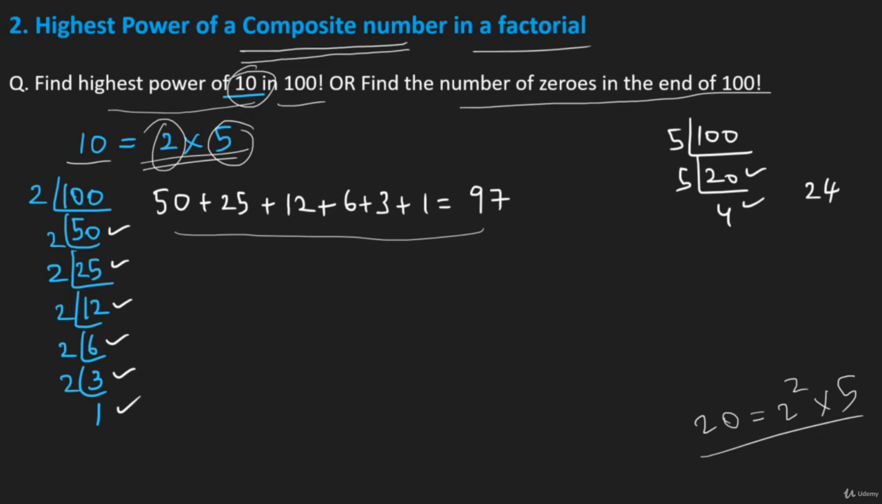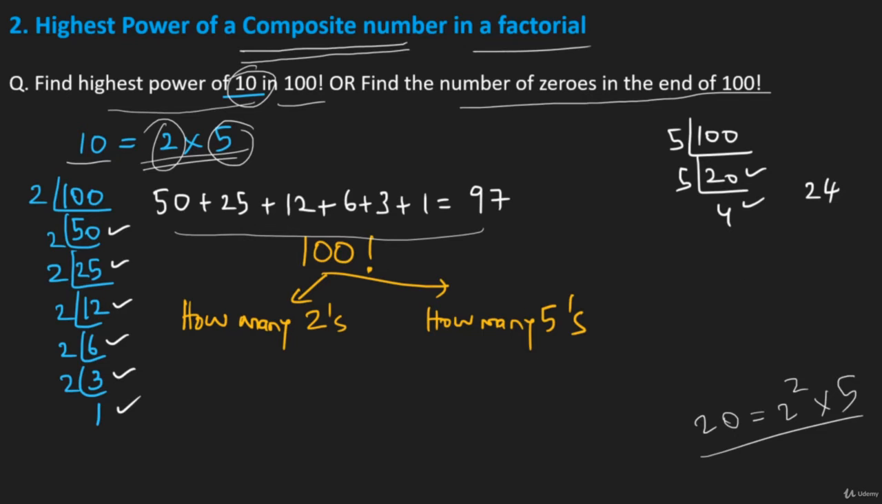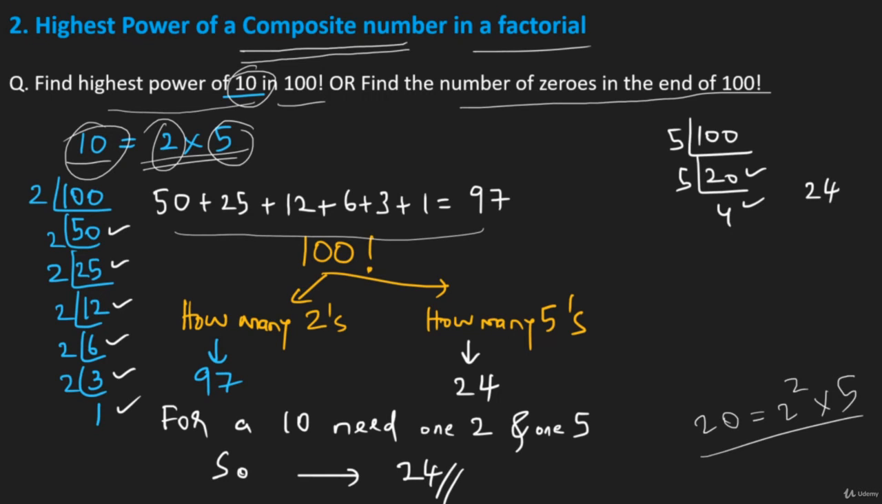So we have seen that in the case of 100 factorial, 97 2's are there and 24 5's are there. Now for 10, we need one 2 and one 5. So we need to group them, right? As we have only 24 5's, we can only form 24 groups of 2's and 5's, right? Therefore the answer is 24. And in this method, we have seen how to find the highest power of a composite number in a factorial.